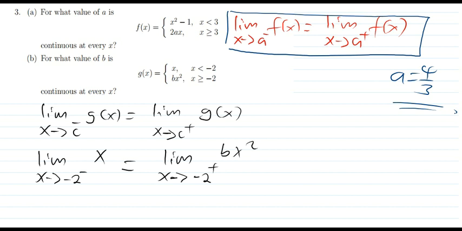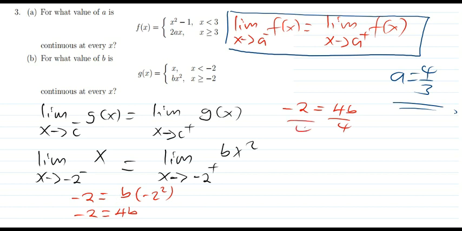Let's plug in the values. So here is going to be negative 2 will be equal to b times negative 2 squared. So it will be negative 2 is equal to 4b. So I have negative 2 is equal to 4b. We divide both sides by 4. So b will be equal to, these two are going to cancel, so I'll have negative 1 over 2, because 2 into 2 is 1, 2 into 4 is 2. That is the value of b.